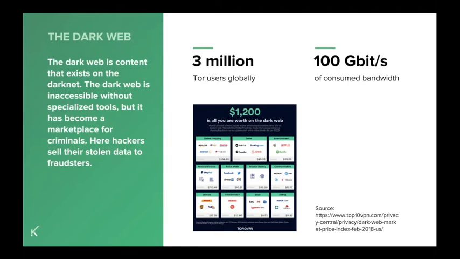and Bumble. And just to give you the size of the scope of these sort of dark nets and dark webs, there are about 3 million Tor users globally, and 100 gigabytes worth of data is consumed per second through these networks.